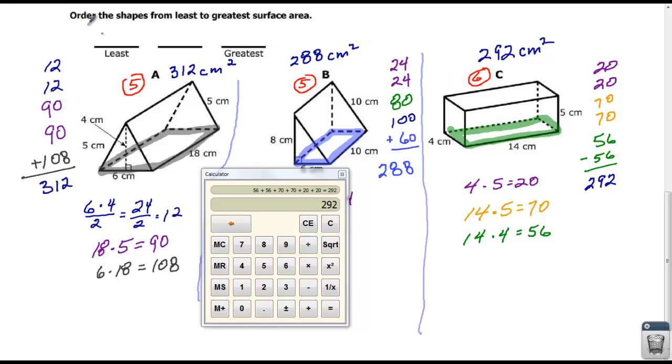Least, well, 288 is the smallest. That would be B. To greatest, A is the largest, which means C is in the middle. BCA. BCA going least to greatest.